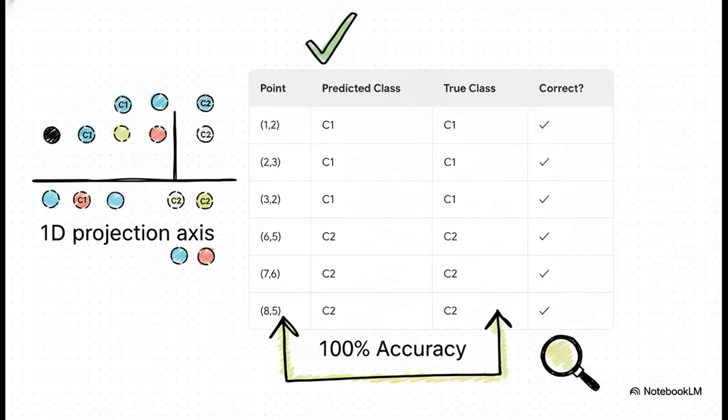And honestly, the results just speak for themselves. By finding a simple decision threshold on our new projected line, we can classify every single one of our data points with 100% accuracy. Every single point lands on the correct side of the line. Now that is the power of finding that one optimal perspective.